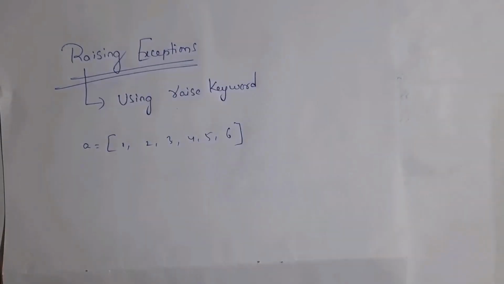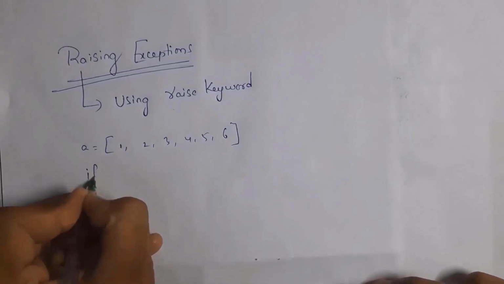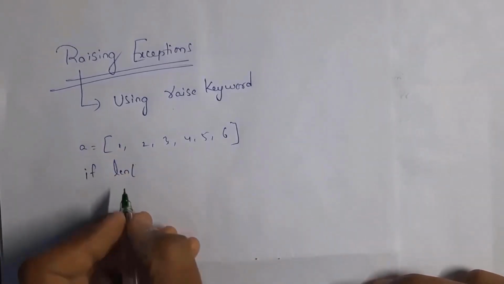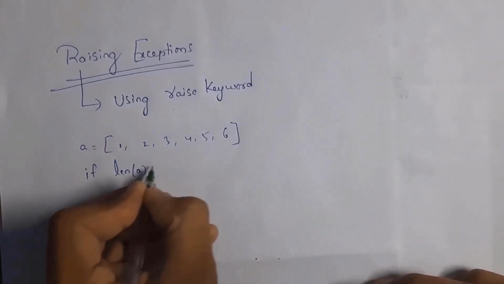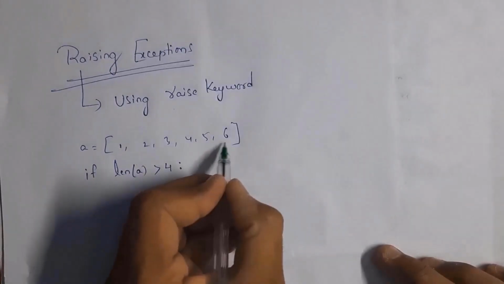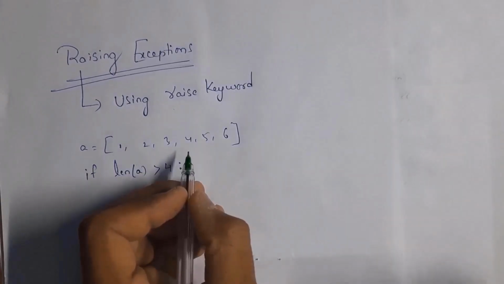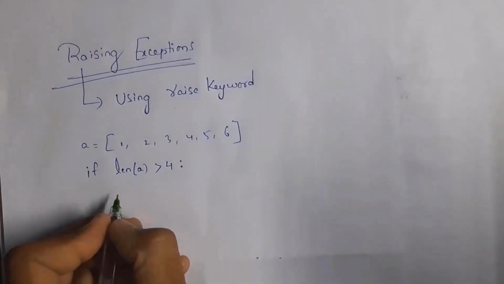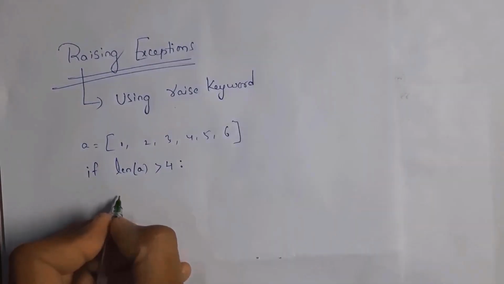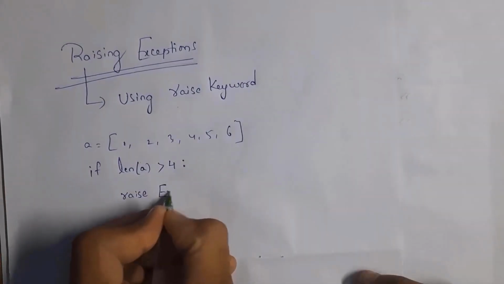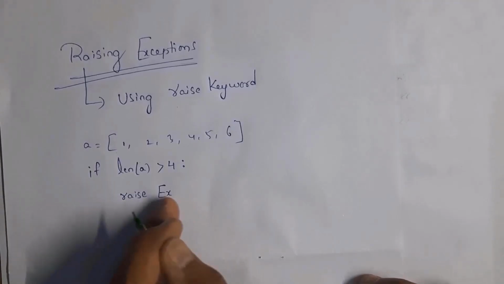I want to create my own exception. Just write here if length. This list is present in variable a, so just write here a. If length of a is greater than 4, for example, if I give length greater than 4, then it should display an exception. By using the raise keyword, we can create our own exception. So just write here raise Exception. We are creating an exception, so I am writing Exception here.